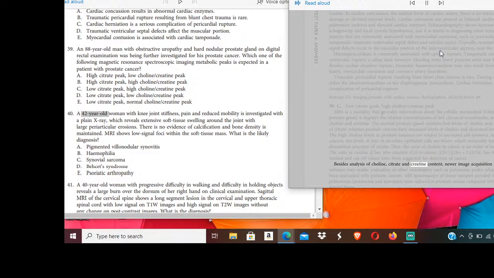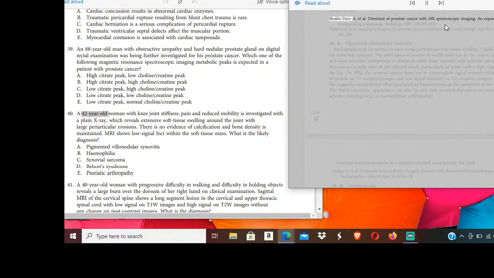Besides analysis of choline, citrate, and creatine content, newer image acquisition and analysis software may enable evaluation of other metabolites, such as polyamine peaks, which have also been associated with prostate cancers. MR spectroscopy of tissue samples revealed that levels of polyamines, putrescine, and spermine were reduced in prostate cancer compared with the levels in benign tissue. Shukla A, et al. Detection of prostate cancer with MR spectroscopic imaging, an expanded paradigm incorporating polyamines. Radiology. 2007, 245.